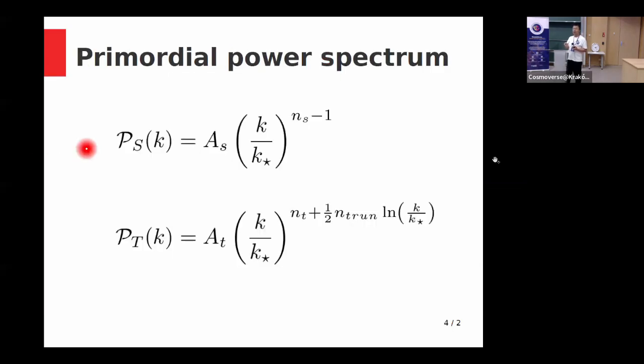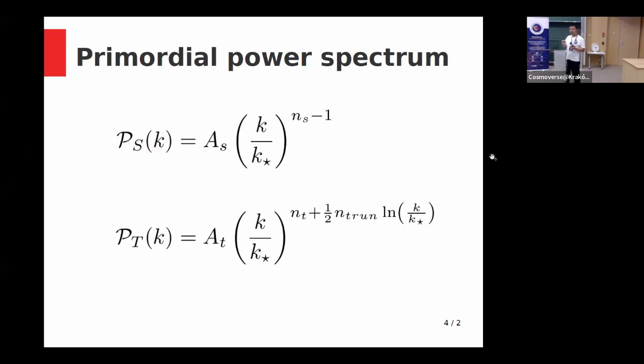And in my model, I consider the two primordial power spectra. And this is the standard analysis used by the Planck collaboration. The first one is the primordial scalar power spectrum. It is described by two parameters. The first one is the amplitude, A_S, and the second one is the scalar spectral index, n_s. Here k is the scale and k_star is the pivot scale. And here I use the same pivot scale for scalar and tensor perturbations.